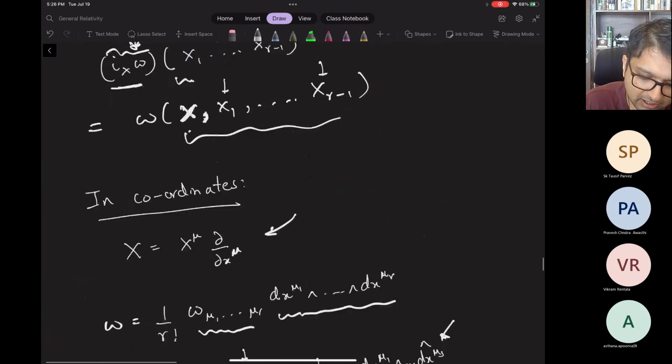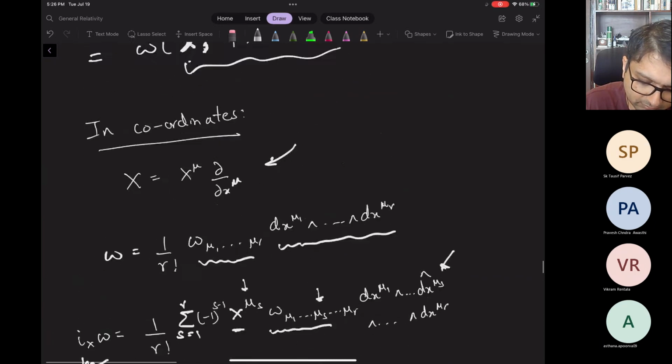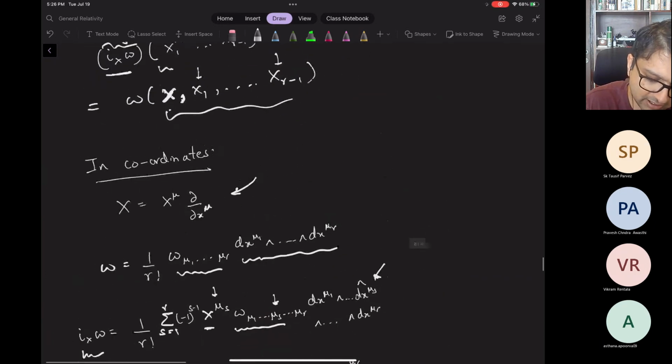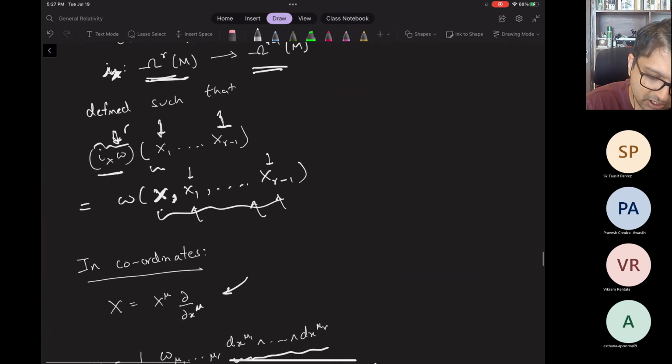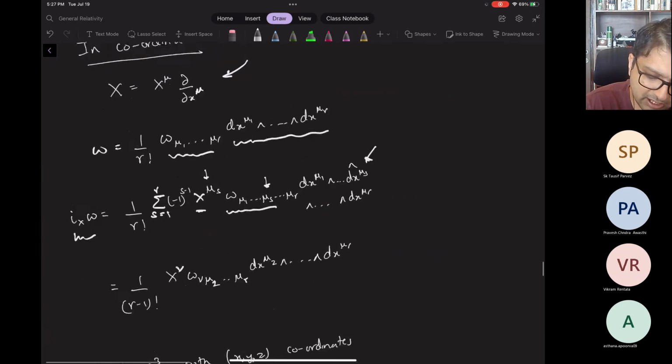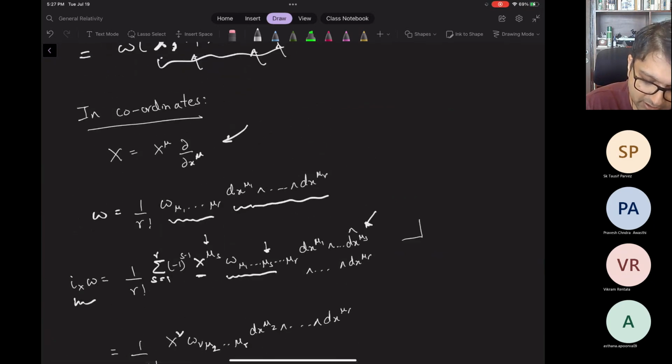Okay, how did I get this? I just acted with omega acting on x1 dot dot dot xr minus 1, but I didn't actually act on the x1 through xr minus 1s. So I omit all the x1 through xr minus 1, so I don't act on those. And then you would find that you get something like this.